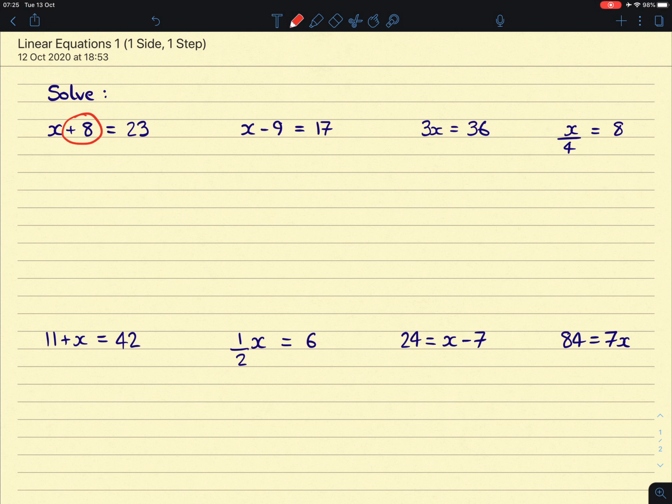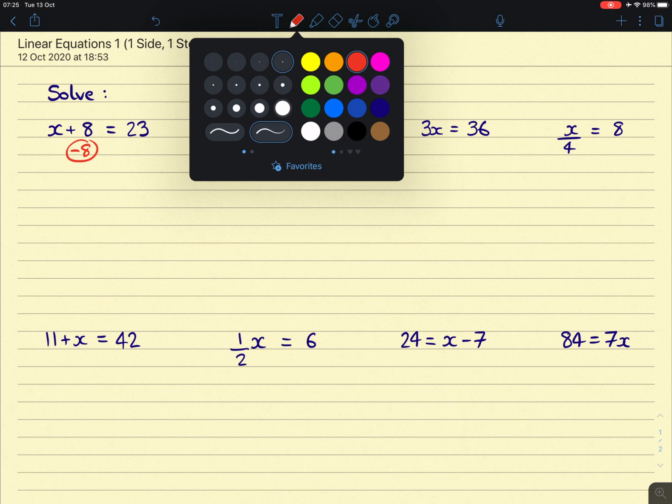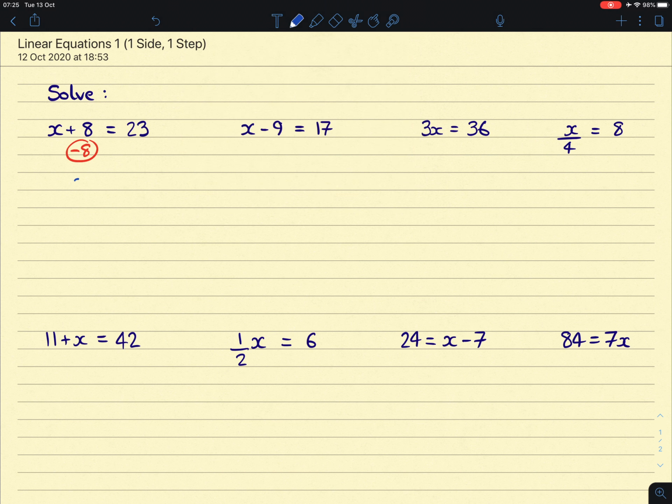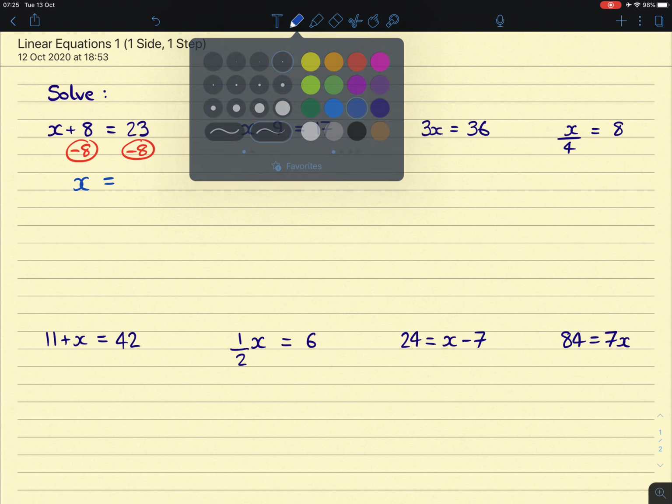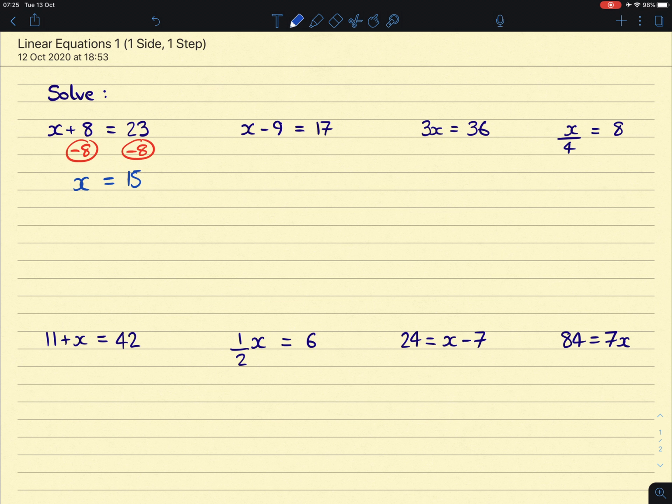So if we want to get rid of a plus 8, what we'll need to do is the opposite of that. We need to take away 8 in order to make that plus 8 disappear, and you will be left with an x. Now, in order to make this still have an equals in the middle, we have to also do the same to the other side. So we need to take away 8 from the right-hand side as well, leaving us with 15. So x equals 15 is then our solution to the equation.